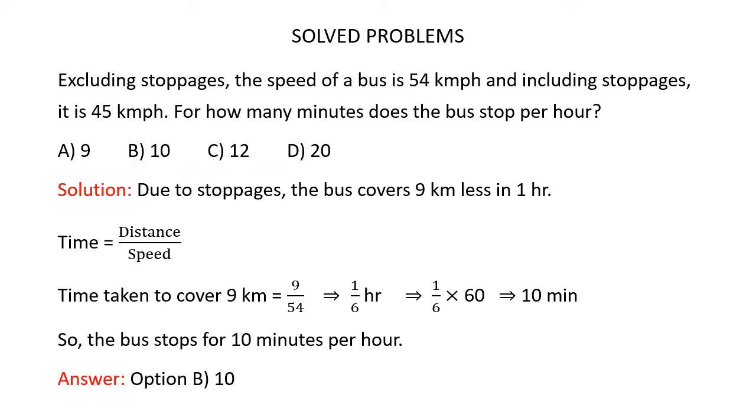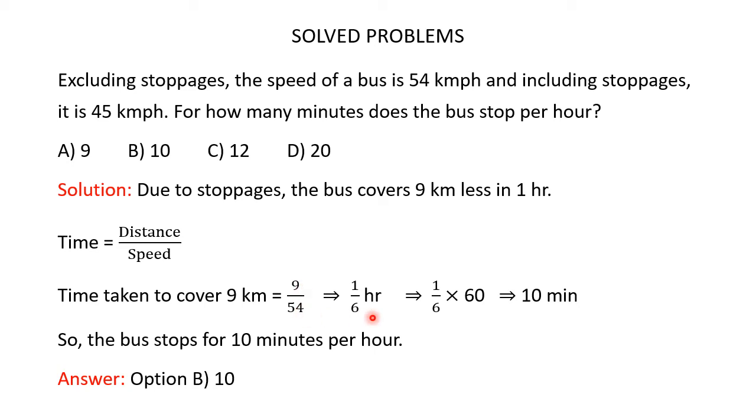Now we know that the speed of the bus without stoppage is 54 kilometers per hour, and with stoppage it is 45 kilometers per hour. So because of stoppages, the bus covers 9 kilometers less in 1 hour. We know that time is equal to distance divided by speed. Let's calculate the time taken to cover 9 kilometers without stoppages. So distance is 9 kilometers and speed is 54 kilometers per hour. So time is equal to 9 divided by 54, which is 1 by 6 hour.